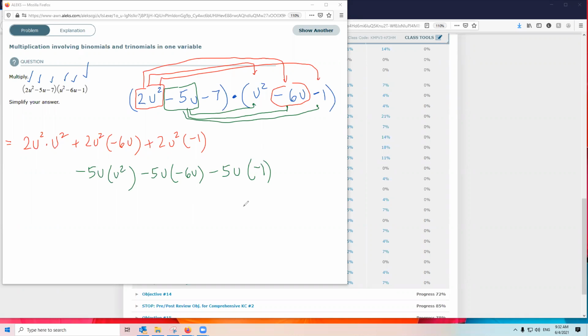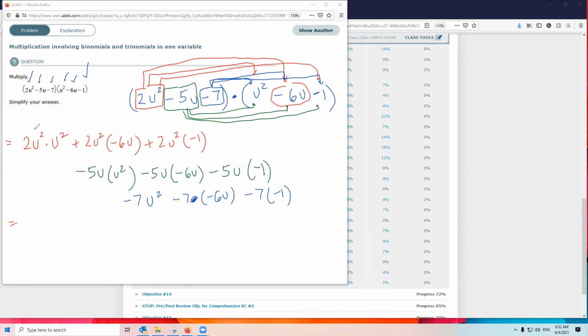All right, one more multiplication. I'm going to take this negative 7 and let it multiply the u squared. The negative 7 multiplies the negative 6u. And then negative 7 finally multiplies the negative 1. All right, let me clean all this up, and then, of course, I'll combine like terms.